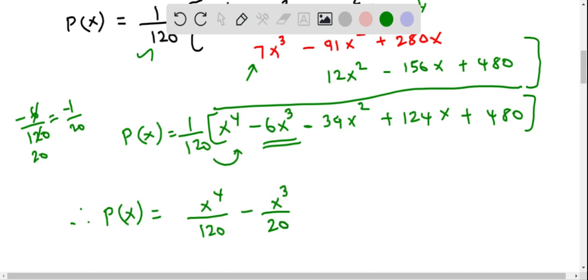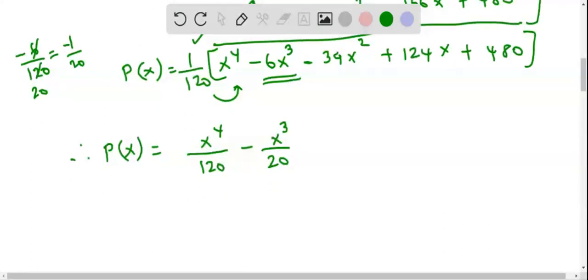And we will now multiply 1 by 120 with negative 39x squared. So let's reduce that as negative 39 divided by 120. We have the common factor of 3. So 39 is 13 times 3, and 120 is 40 times 3.